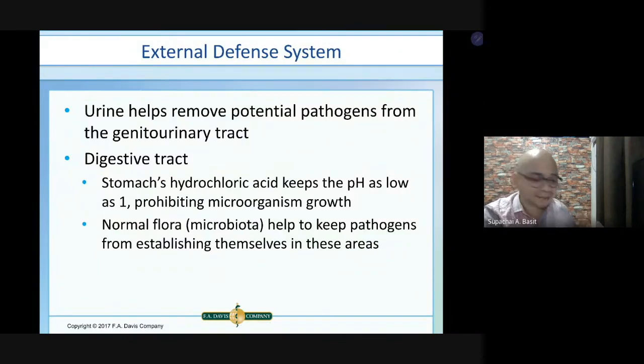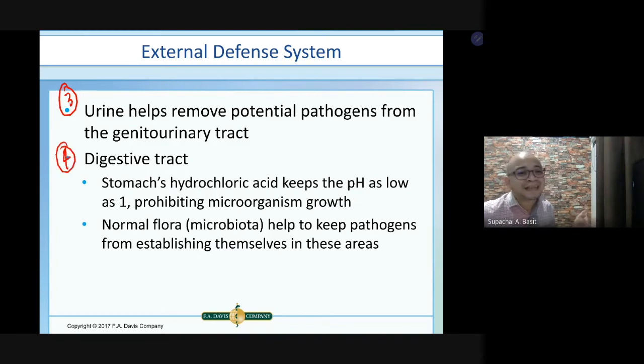Now, not only that, another part of our external defense system is our urine. Not necessarily the urine that we are excreting, but the physical process of urination. Whenever we void urine out of our genitourinary tract, we are also removing potential pathogens. So that's another mechanism. And of course, the digestive tract.